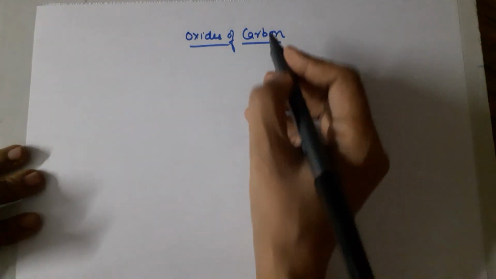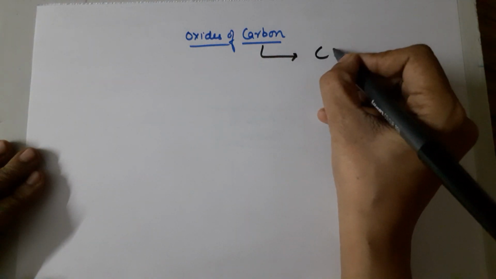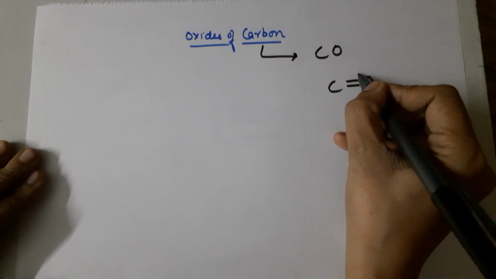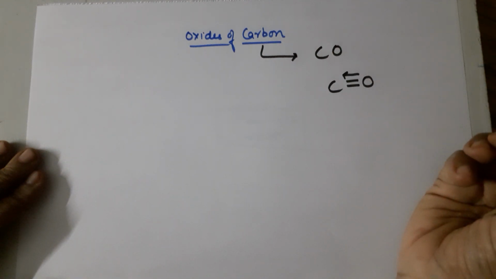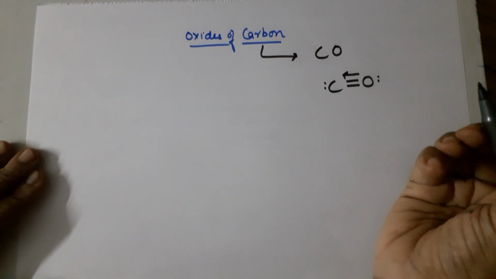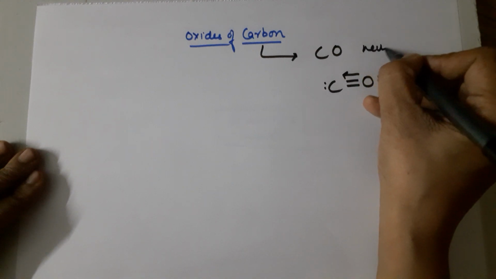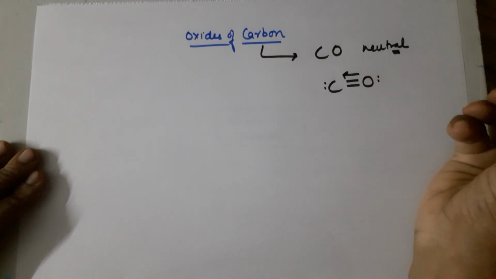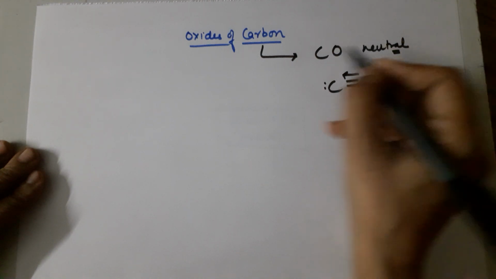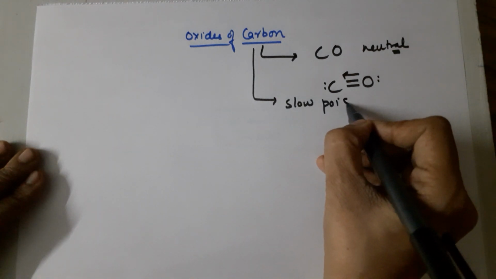Let's now talk about the oxides of carbon. The first oxide of carbon is carbon monoxide. You very well know, in case of carbon monoxide, you have a coordinate bond between oxygen and carbon, and there is one lone pair on each of the carbon and oxygen. There's a triple bond here. Now this is a neutral oxide. That's point number one. Secondly, this particular carbon monoxide is also known as a slow poison.